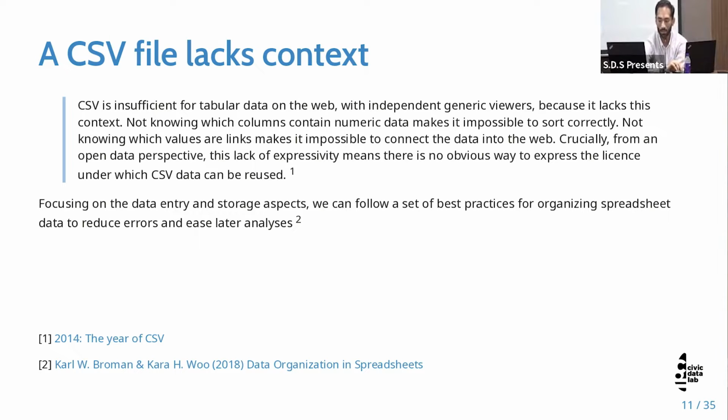So just reading the code, and all the sources are cited in the slides, and the slides are also available. So please don't take any notes. CSV is insufficient for tabular data on the web with independent generic viewers because it lacks this context. Not knowing which columns contain numeric data makes it impossible to sort. Not knowing which values are links makes it impossible to connect the data into the web. So basically there are challenges with CSV files, though they are very easy to work with.